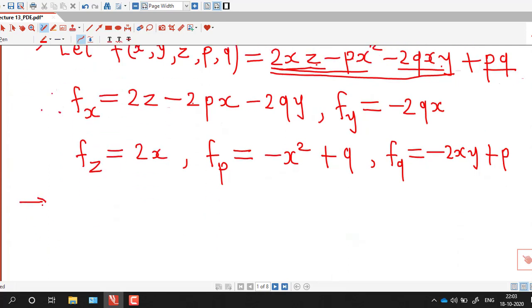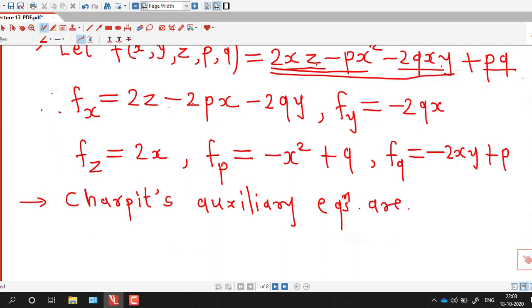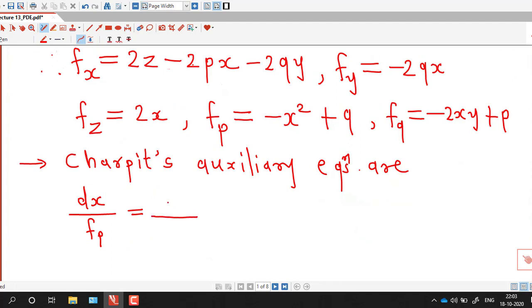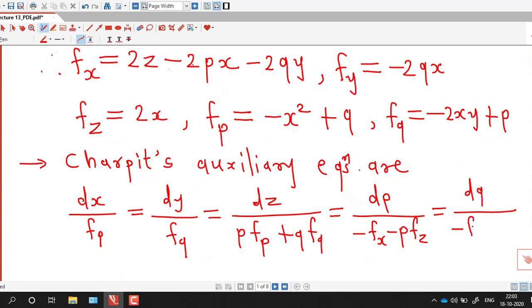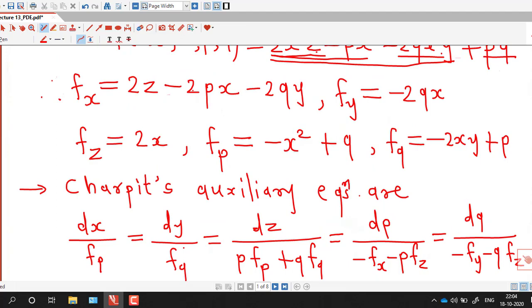Now the next step is to write down Charpit's auxiliary equations. We have to remember them. As we discussed in the last lecture: dx upon del f by del p equal to dy divided by del f by del q equal to dz divided by p times f_p plus q times f_q, equal to dp upon minus del f by del x minus p times f_z, equal to dq divided by minus del f by del y minus q times f_z. Now we substitute all these partial derivatives in these auxiliary equations.